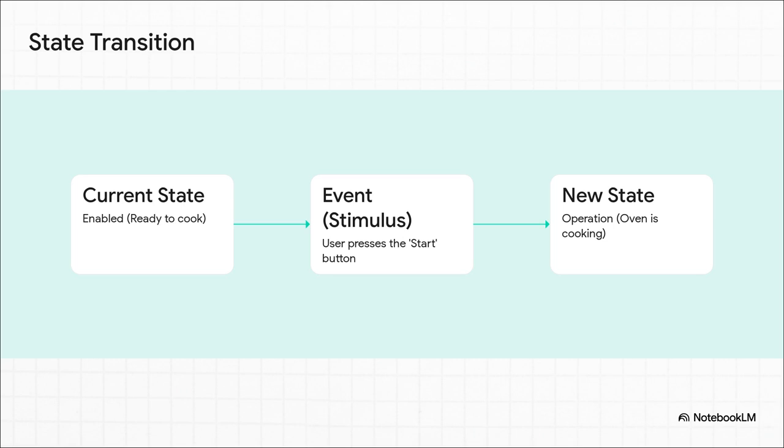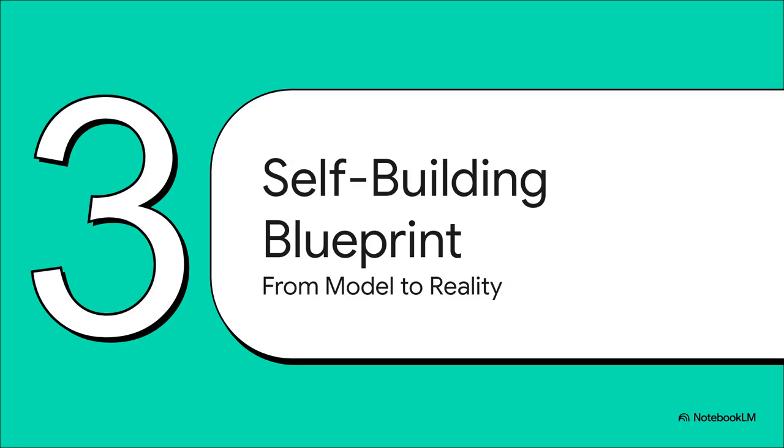So it works like this. The microwave is in the enabled state, ready to go. Then an event happens, a stimulus, like you pressing the start button. That event causes a transition, and the microwave moves to a new state, operation. And that's behavioral modeling in a nutshell. States, events, and transitions. Simple as that.